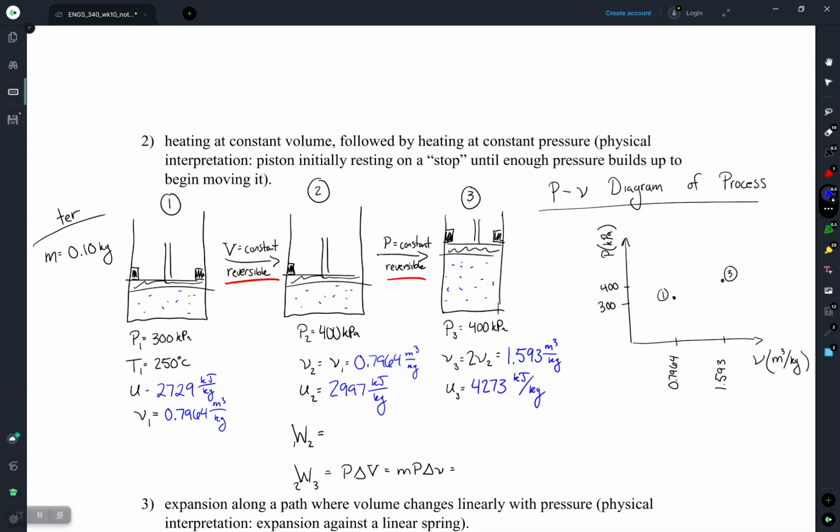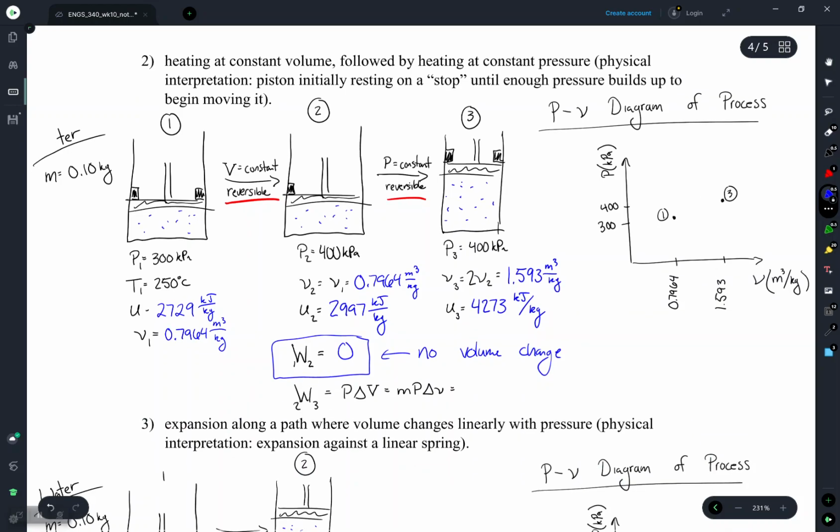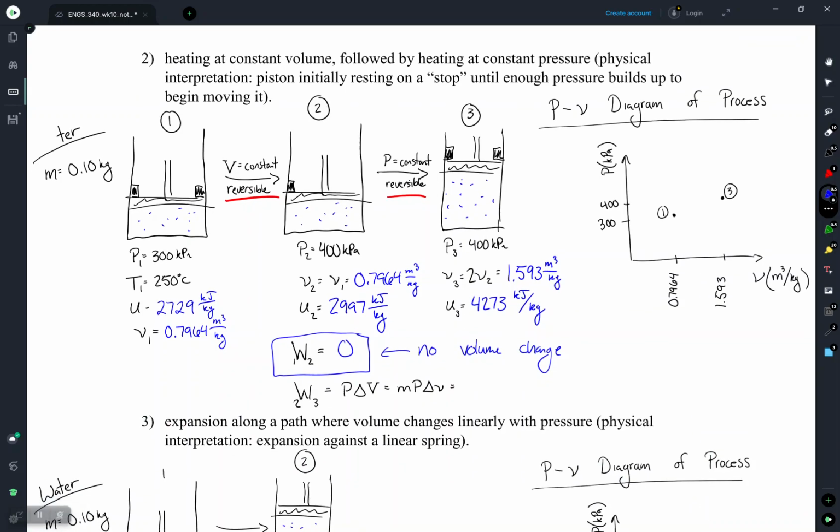Then we can calculate work. The work for this initial step, between 1 and 2, we don't have a volume change. So same thing that we had before. Between 1 and 2, work is equal to 0, again because we have no volume change. Between 2 and 3, we have the same equation. We have a constant pressure.